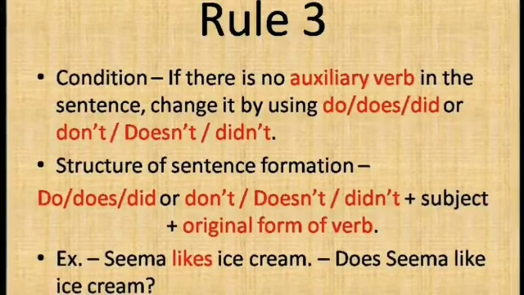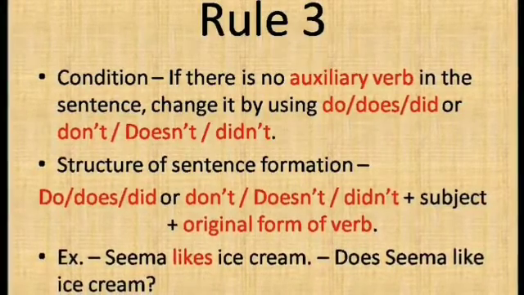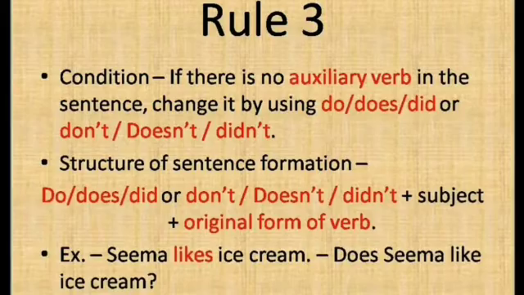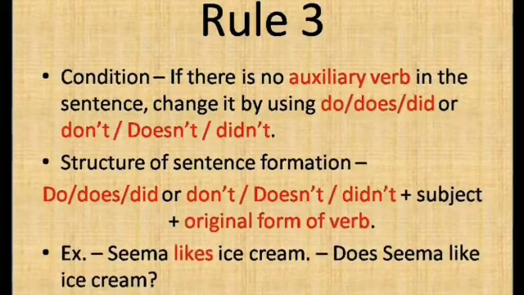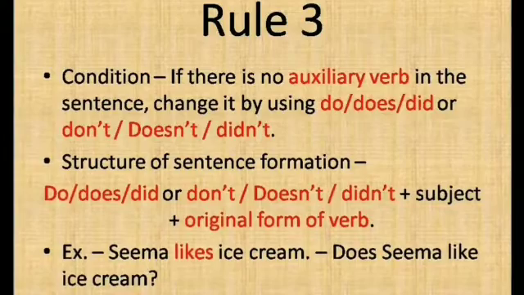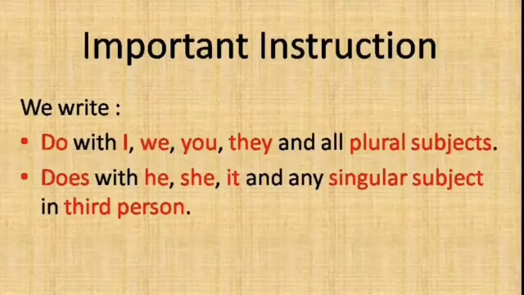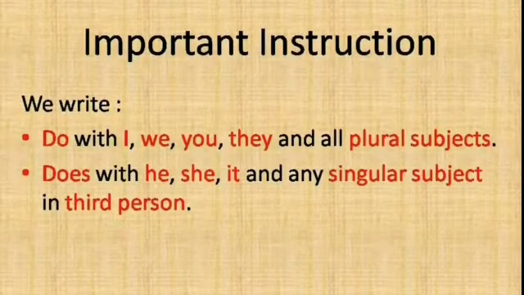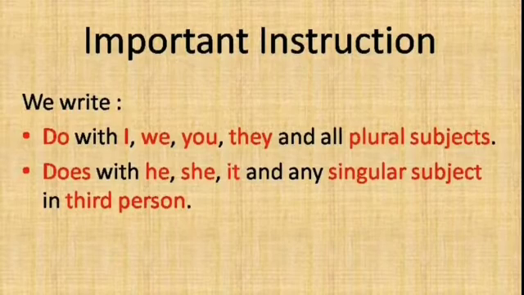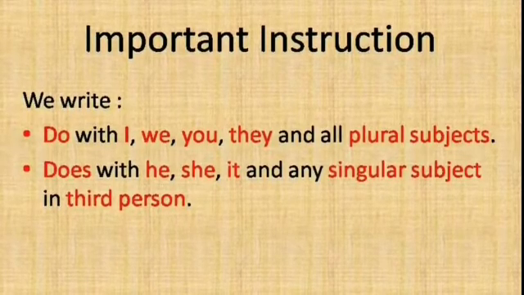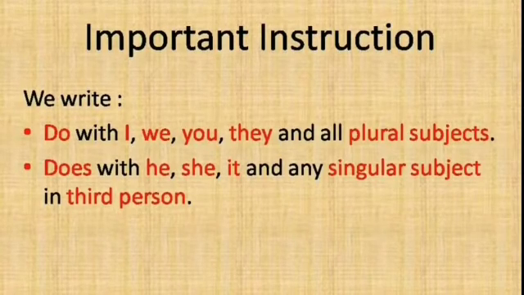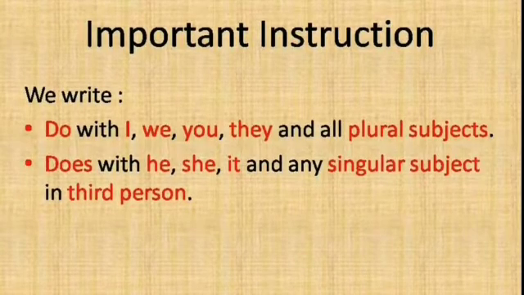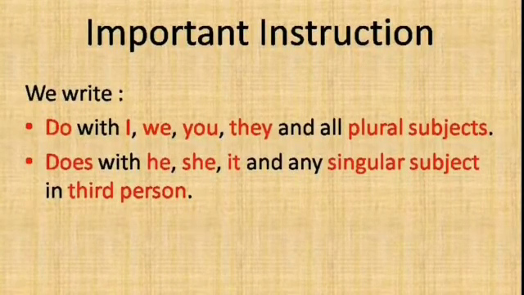So here you can see the structure clearly. Does plus Seema. Seema is the subject, plus the original form of the verb. You will not write the plural or past form of the verb here. So the sentence is, does Seema like ice cream? Now, an important instruction which we should follow while changing a statement into interrogative sentences. We use do with I, we, you, they and all plural subjects. We use does with he, she, it and any singular subject in third person.